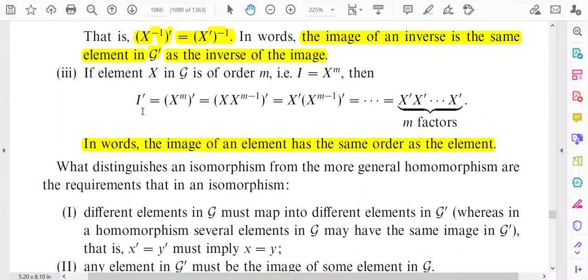So I prime is the corresponding identity in the group G prime. But as I is equal to x to the power m, as the order of the element x is m for the group G, similarly we can say that in the group G prime the order of x prime is also m, because x prime to the power m is equal to I prime.